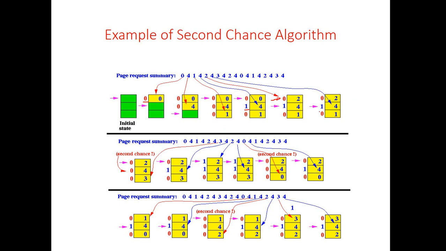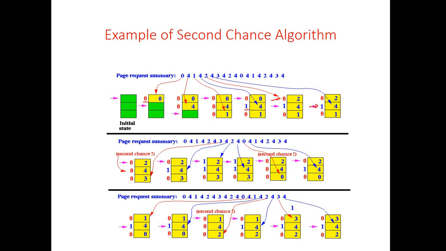Next, coming to page number 3. When there is a reference for page number 3, 3 is not in the physical memory, therefore a page fault occurs. We need to identify the target page, and the pointer is pointing to the second frame. The reference bit for the second frame is 1. That indicates that the page is recently accessed, therefore it is 1.